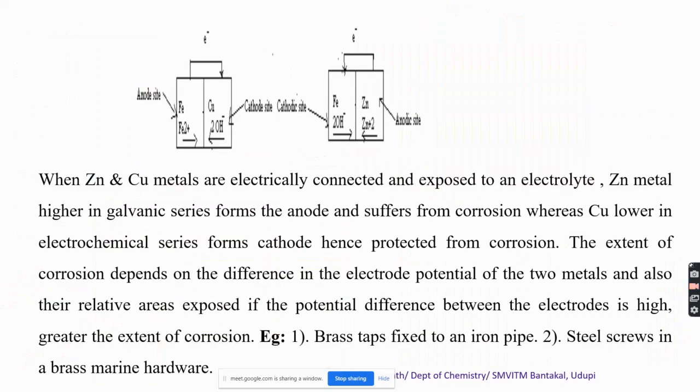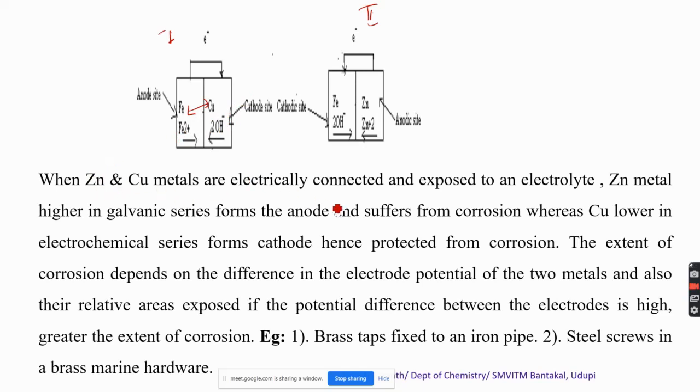Here is iron with copper, and here iron with zinc. Among the two metals, which undergoes the faster reaction? If you observe, in both cases iron acts as an anode and undergoes corrosion. In the first case, the iron metal readily undergoes corrosion because the difference in electrode potential of the two metals is large, so it has more tendency to undergo corrosion. That is the same thing I have given here.